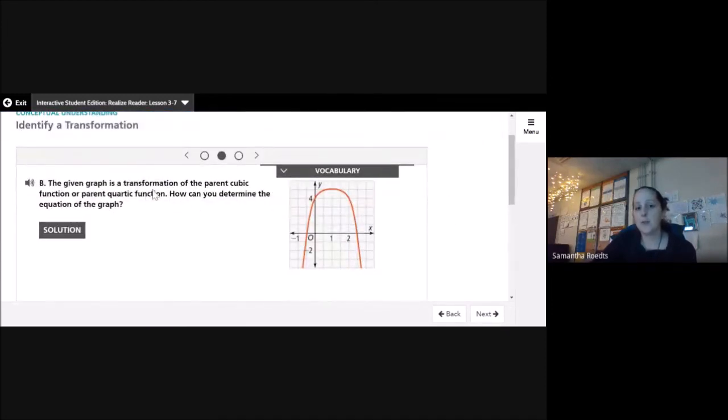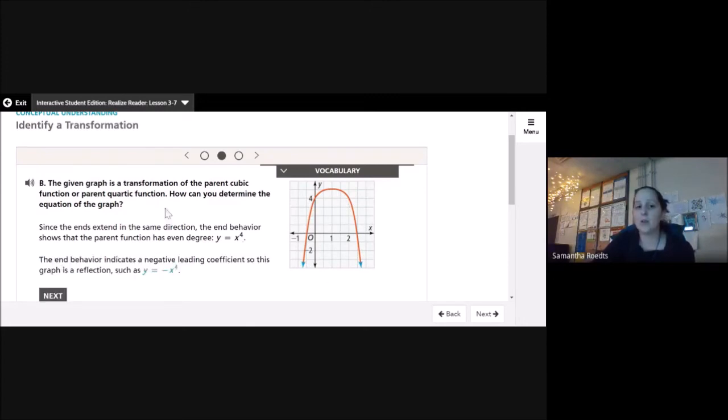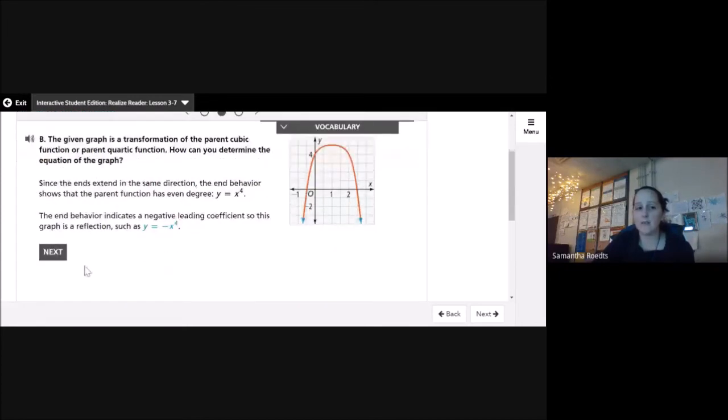So the given graph is a transformation of a parent cubic function or parent quartic function. How can you determine the equation of the graph? So they're both pointing downwards. So that means it's an even function. So that means it's a quartic function, or x to the 4th. And because they're pointing downwards, it's going to be negative. Okay, so they're both down. So it's a negative x to the 4th.